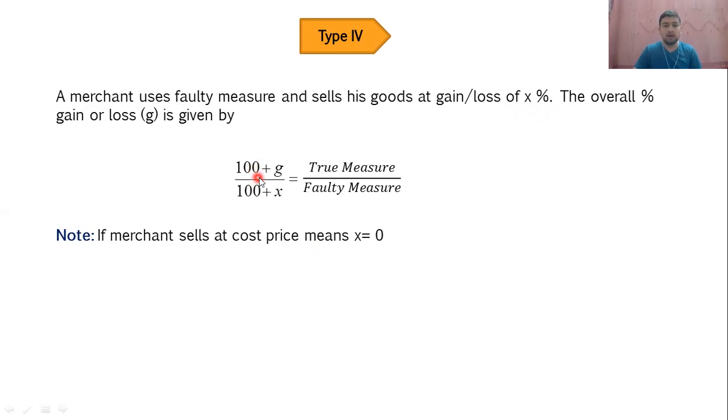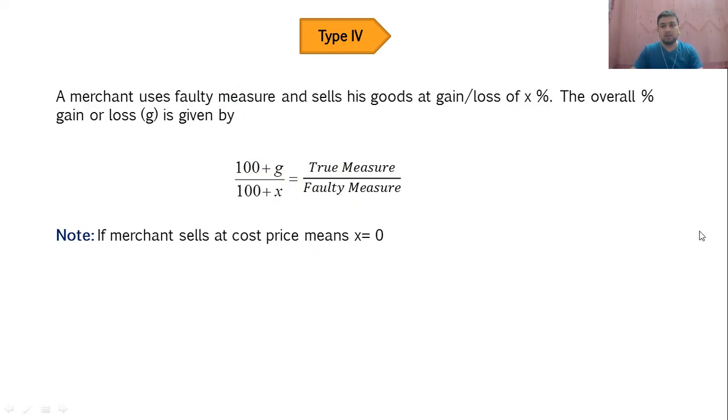Okay, what is the formula? (100 + g) upon (100 + x) is equal to true measure upon faulty measure. What is g? Overall percentage gain or loss. What is x? It's the gain or loss percentage. We will see the numerical so that the formula will be clear. Sorry for the interruption.